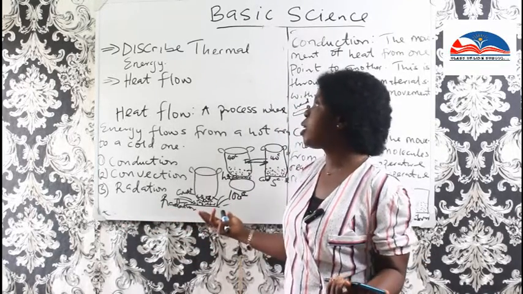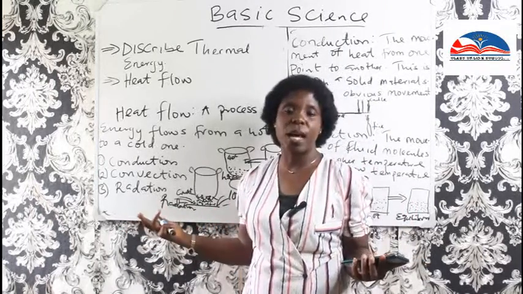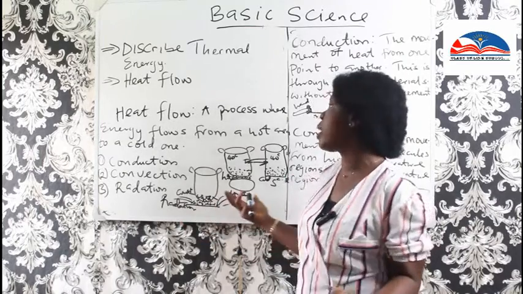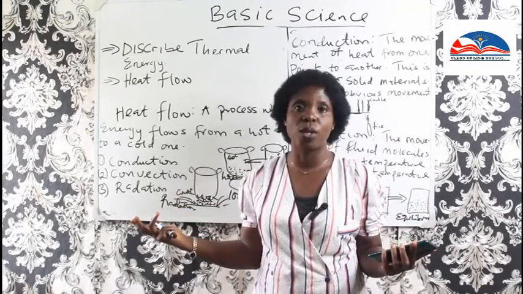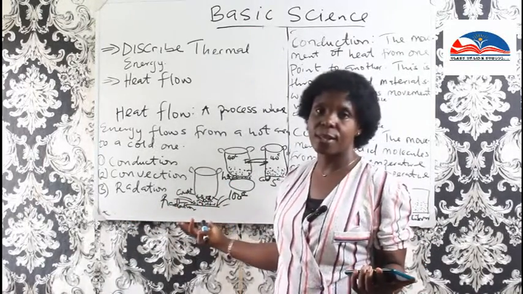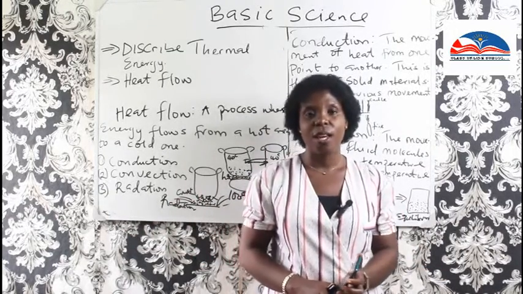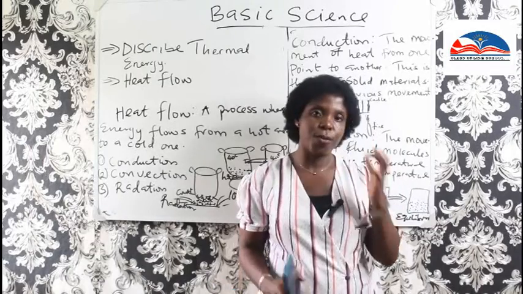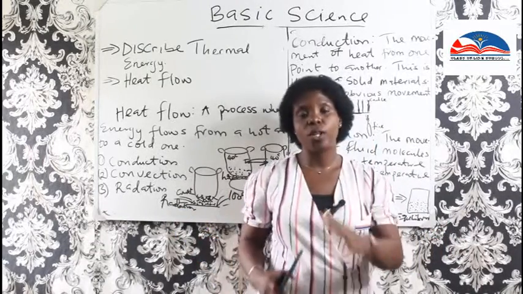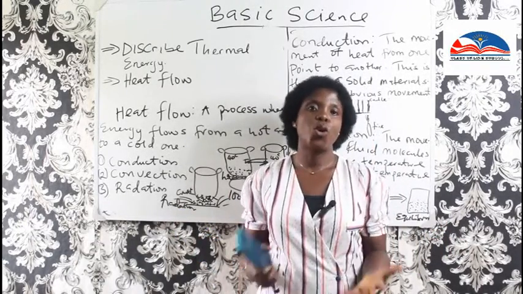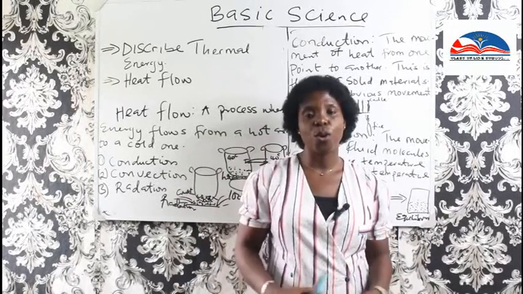So we've been able to see the two objectives. We've described what thermal energy is and how heat flows in the three processes. This will be it in our basic science class for today. We will have met our objectives for today. And so go through the class again so you can understand what we've taught you.